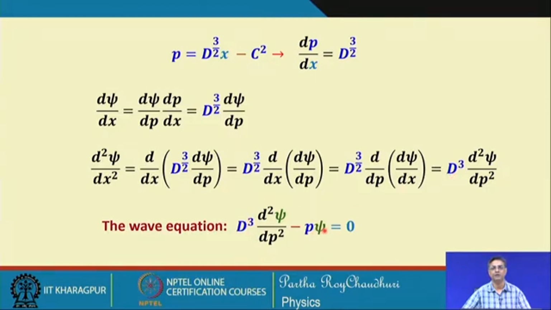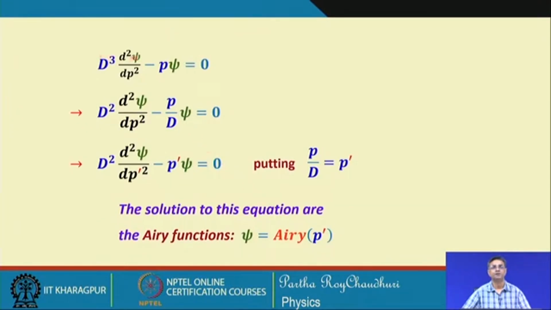Now, if you divide this equation by d cube, then you divide by d only, then d square into p by d will give you the known form, and this equation will represent, because you have again put p, d is a constant. So, p by d equal to p dash, the equation becomes this form.